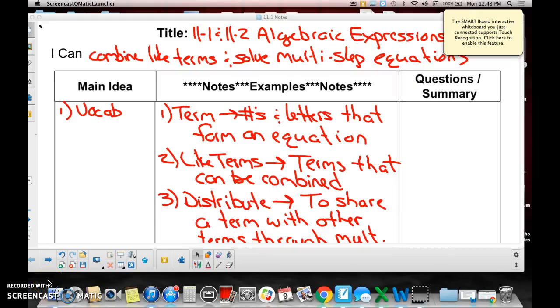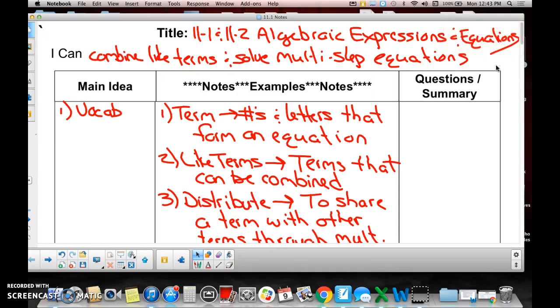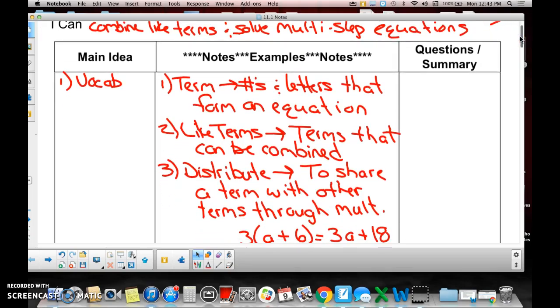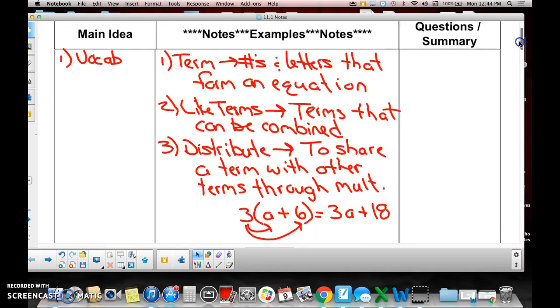Algebraic expressions and equations 11-1, 11-2. And now we can combine like terms and solve both of the equations. And again, it's 11-3 as well, because we're dealing with variables on both sides. Like terms, terms that can be what, everybody? Combined.